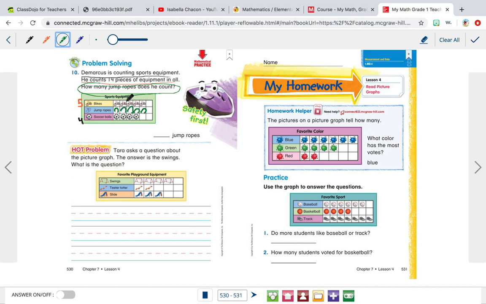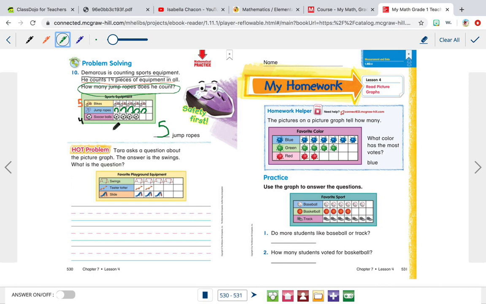But that's not the whole thing. We're not going to put 14 here because they're not asking for the total number. They're asking for how many jump ropes there are. So we're going to count our jump ropes now. So 1, 2, 3, 4, 5. There are 5 jump ropes. So DeMarcus has 5 bikes, 5 jump ropes, and 4 soccer balls.